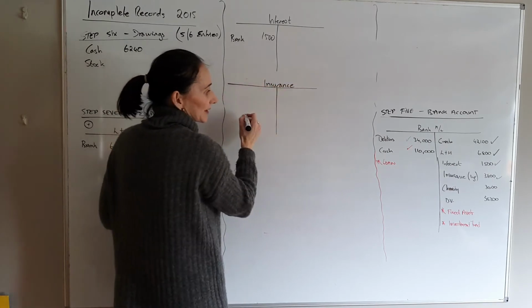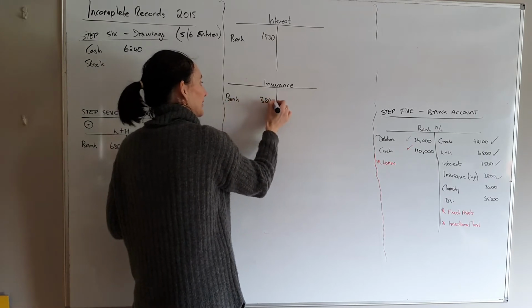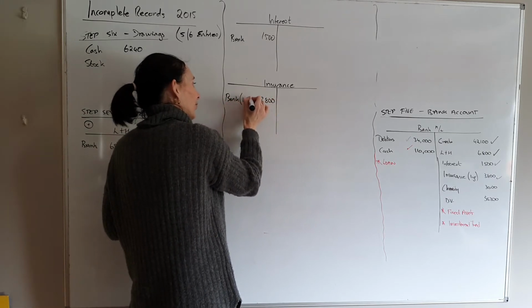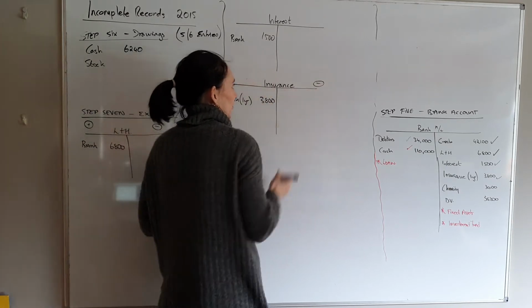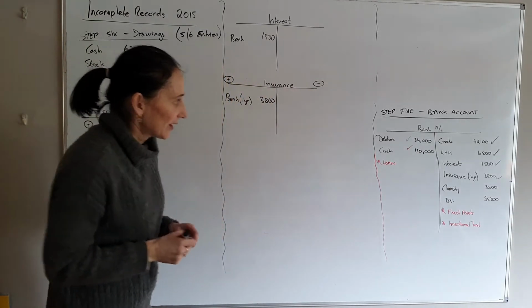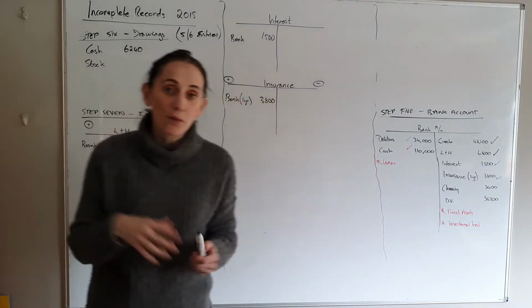And my insurance is 3,800, but it did tell you that that was for 1 year. So if it's for this year, it goes here. For next year, it goes out of there, or the previous year. So again, you've taken care of all of these. So let's go back to your statement.